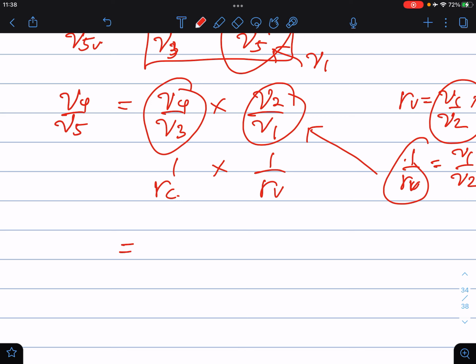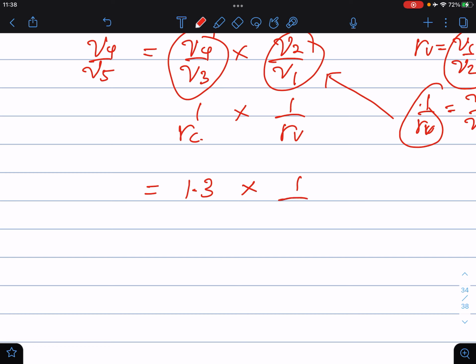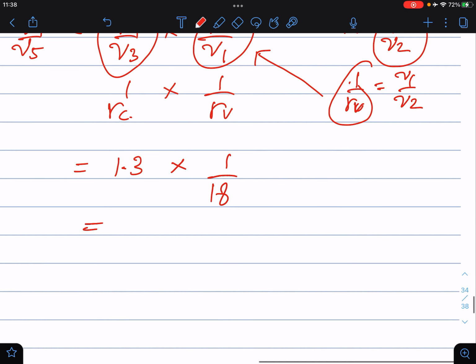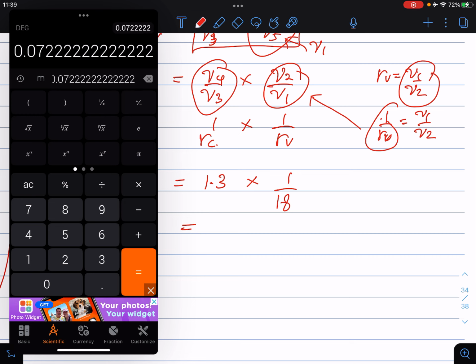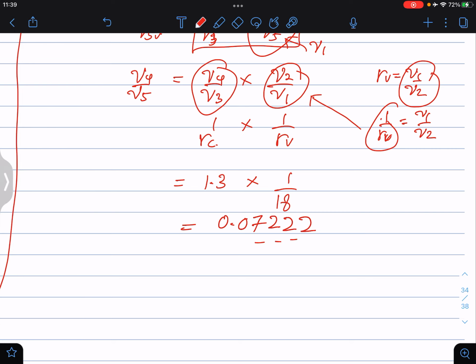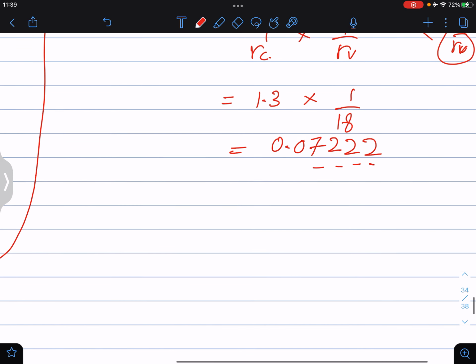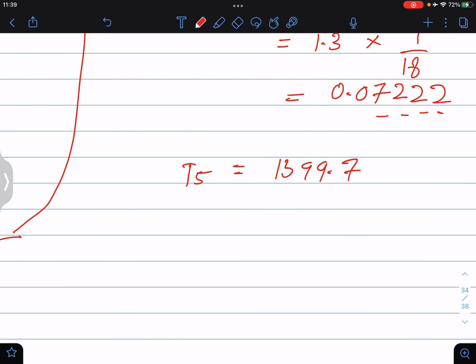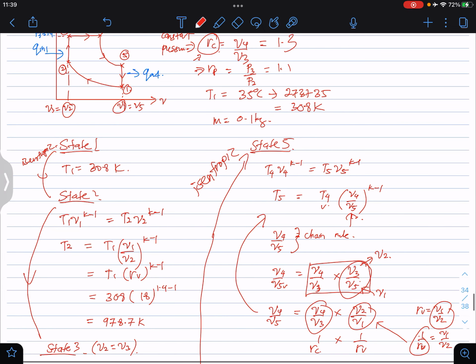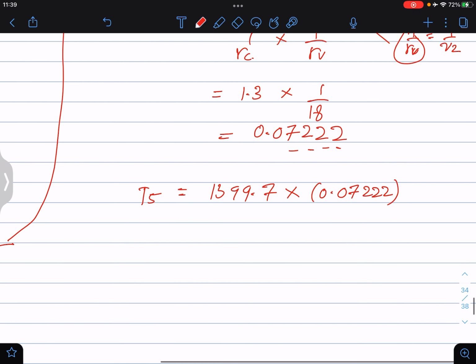Okay, so this is equal to RC, which is 1.3, if I'm not mistaken, 1.3 times 1 over 18. So you get here 0.07222, okay, that is enough. Must make sure 4 significant figures is maintained here. So I put back our value here to find T5. Okay, so T5 equal to T4, which is equal to 1399.7 multiply with V4 over V5 here, power of k minus 1. So V4 over V5 is 0.07222 power of k minus 1.